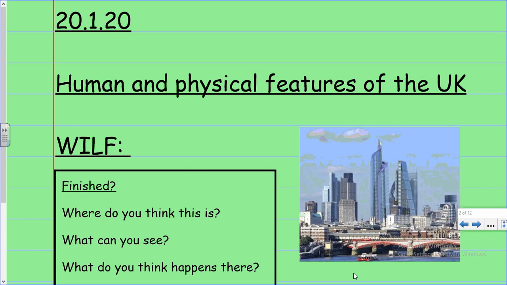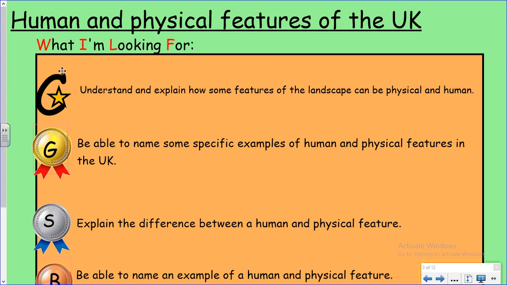Okay, so hopefully you've had a little think about this picture here, about where you think it is, what you can see and what you think happens there. Unfortunately, I can't hear any of your responses because you're through the screen, but hopefully that got you thinking about this kind of land use and what this land is being used for. So today's lesson is looking at human and physical features of the UK. Those are 2 very important keywords for today's lesson, and we'll be learning lots more about them as the lesson goes on.